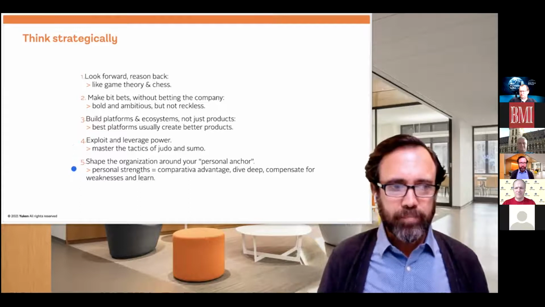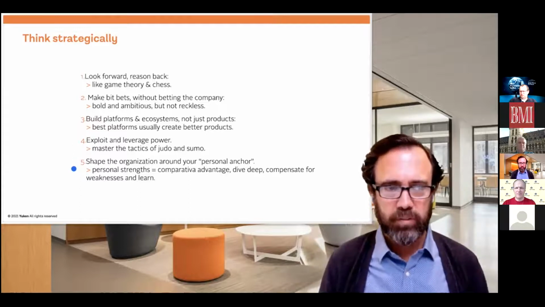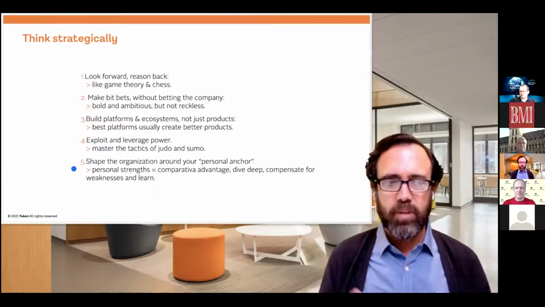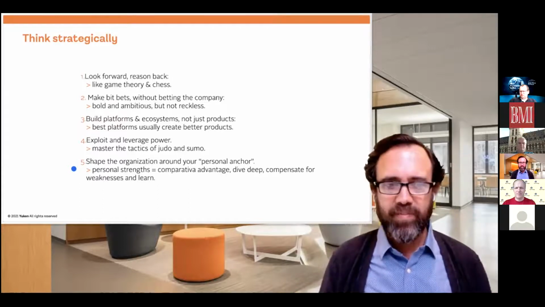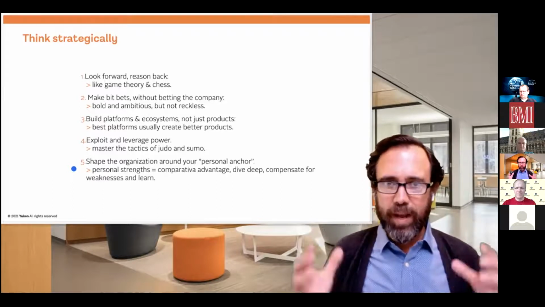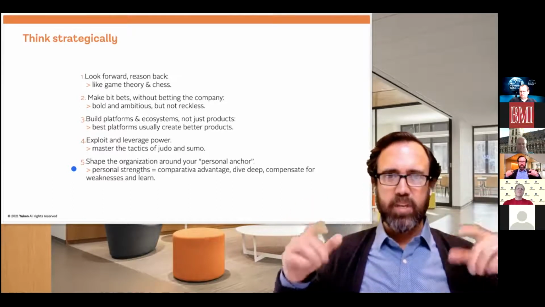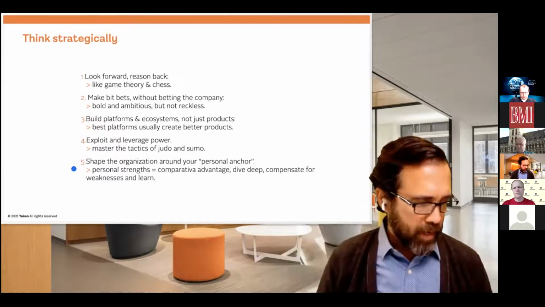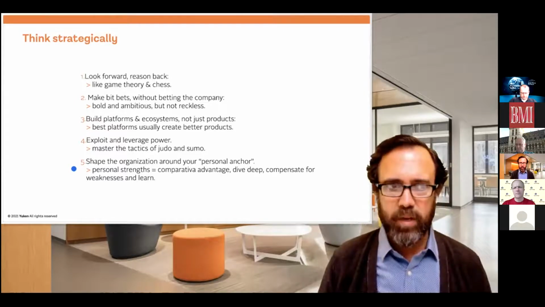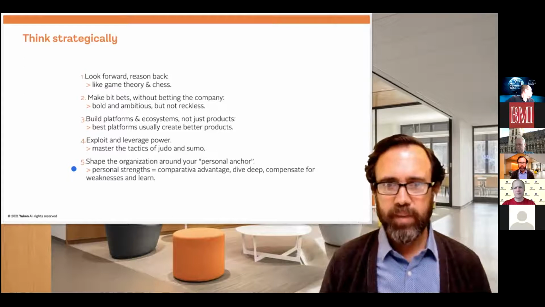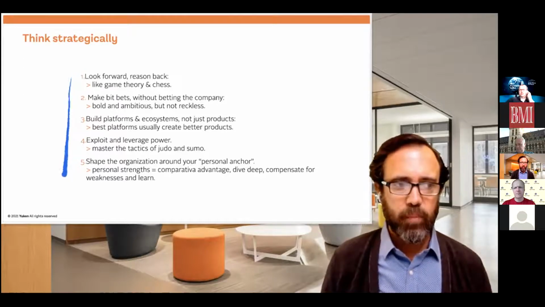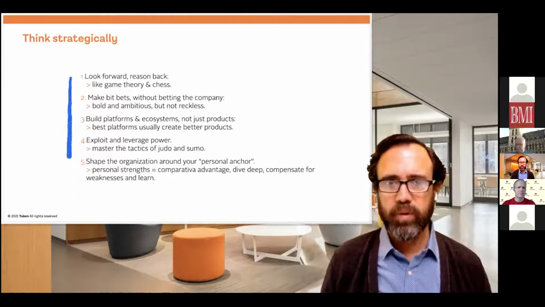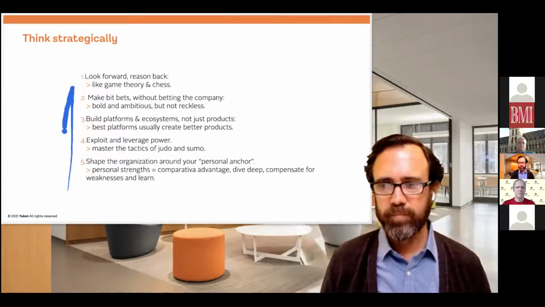And finally, shape the organization around your personal anchors. What are the personal strengths you have? What are the competitive advantages that you have? How can you use your own personal assets to leverage what your company is doing? These are 5 things that we are going to be talking about during the rest of this course.